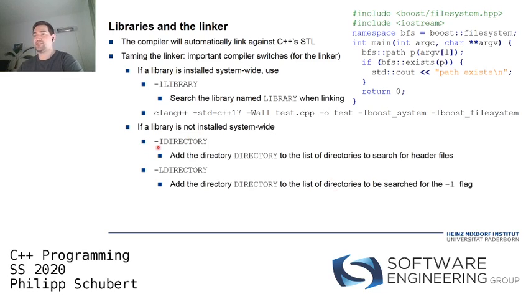You have the first flag, which is uppercase I, and then you give it a directory, also nothing in between, uppercase I, then a directory's name. And this is a directory to the list of directories to search.